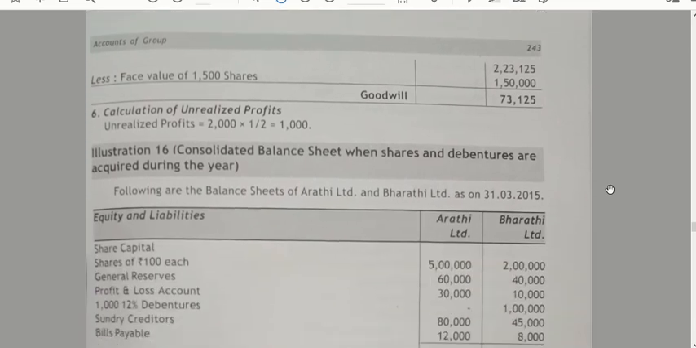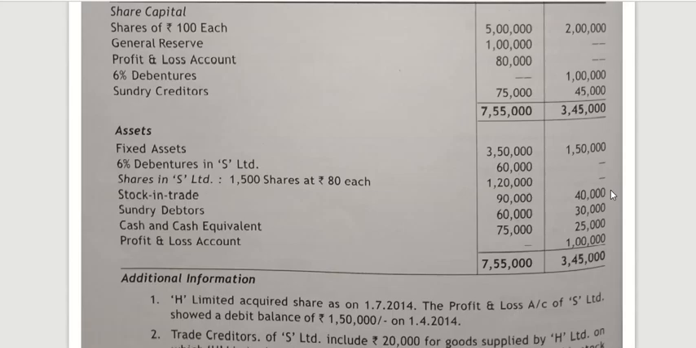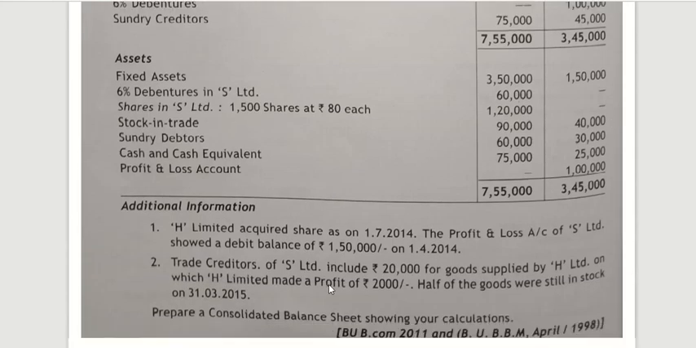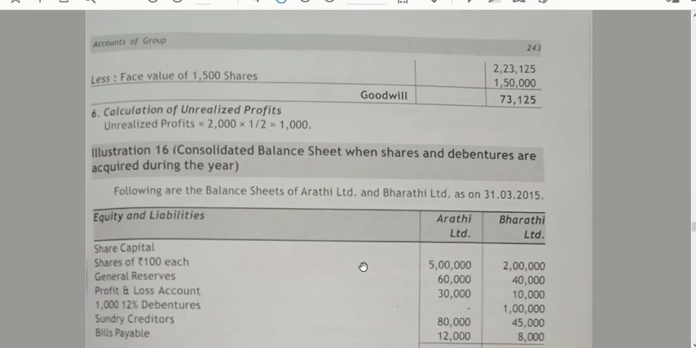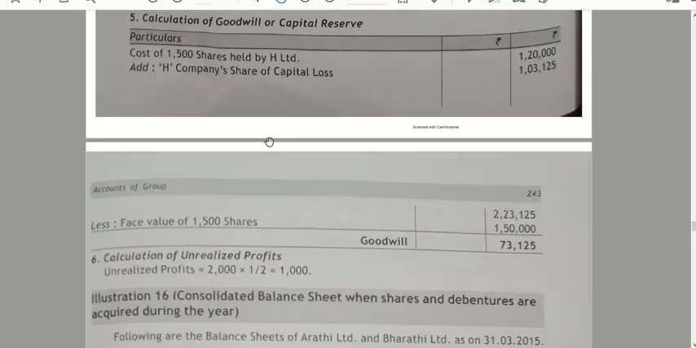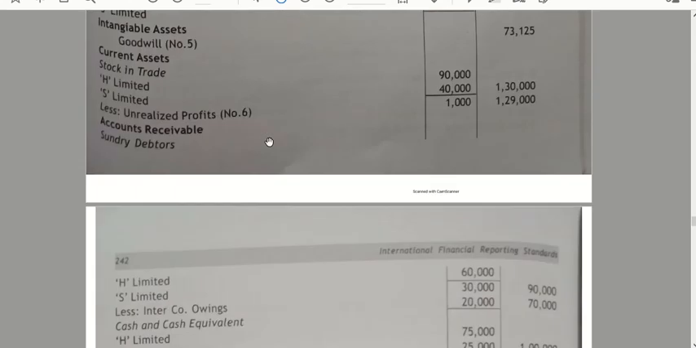So the calculation of unrealized profits. In the question, there's a movement of goods. The goods supplied is 20,000, of which H Limited made a profit of 2,000. Half of the goods were still in the stock. So 2,000 into 1 by 2, 1,000 is your unrealized profit.